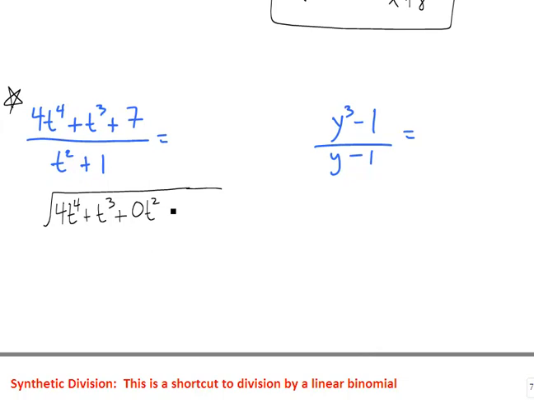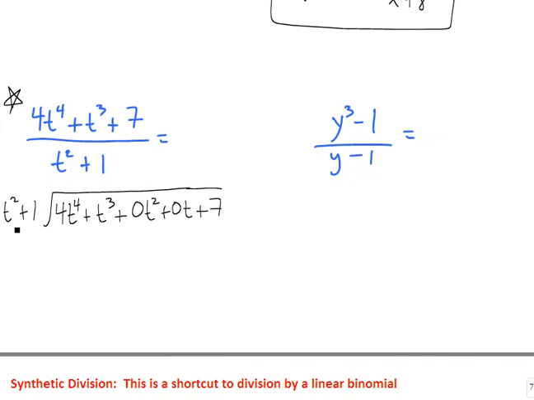And I'm missing also a t term, so I'm going to write that as a 0t, and then at the very end, I'm going to put my plus 7. So you want these terms to be in descending order, and you want every term accounted for just in case you need it when you do your long division. So by adding these zeros in here, we haven't really changed the polynomial. We're just holding its space. We're creating placeholders. On the outside, we have our t squared plus 1.